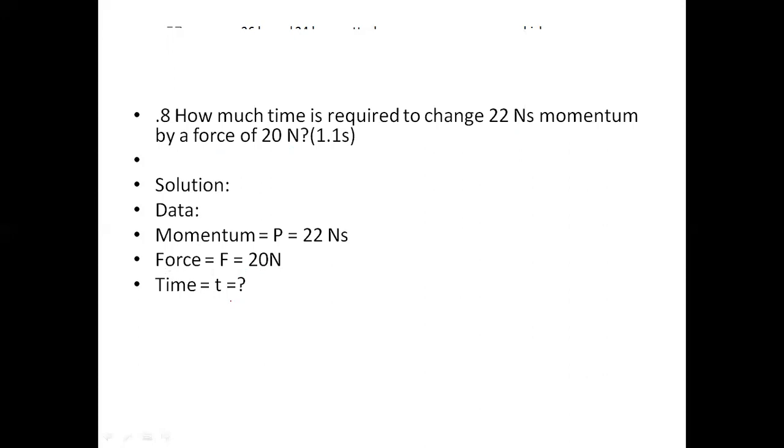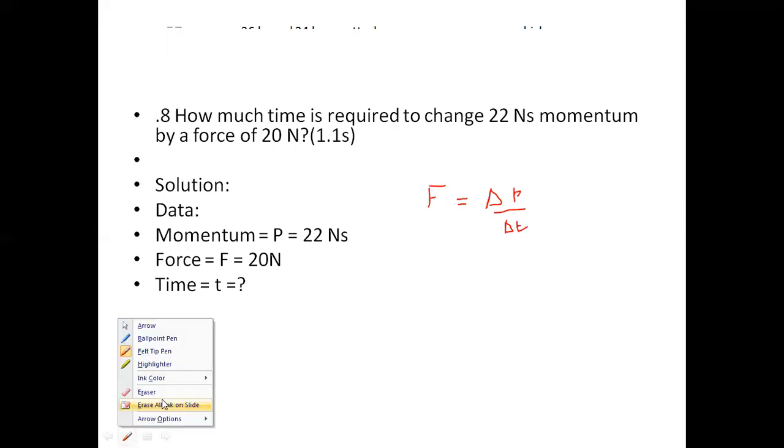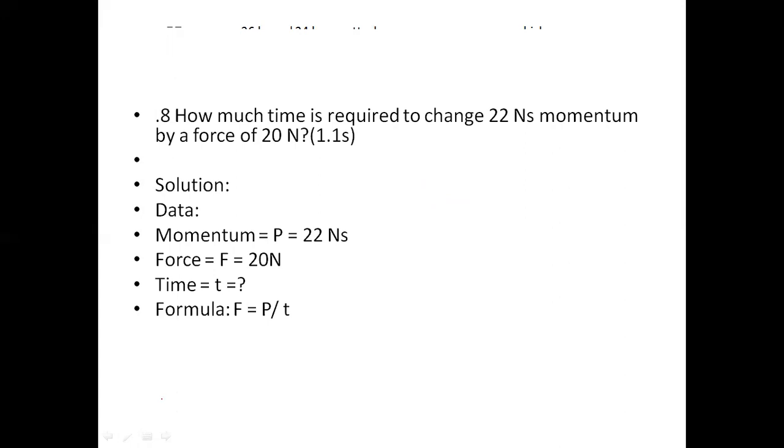What is the relationship between momentum and force? So we know that the rate of change of momentum, or the change of momentum with respect to time, is known as force. Now, if we apply the same formula, F is equal to P divided by t, which is momentum divided by time. So if we want to calculate time, time will be equal to momentum divided by force. So it will be 22 Newton second divided by 20 newtons. So the answer for that time is going to be 1.1 second.